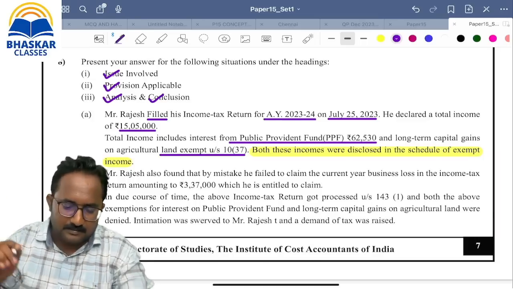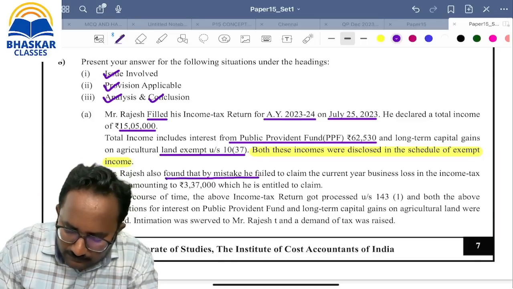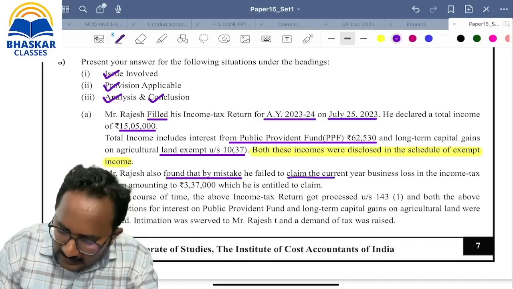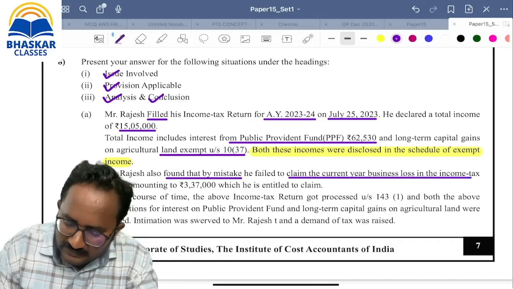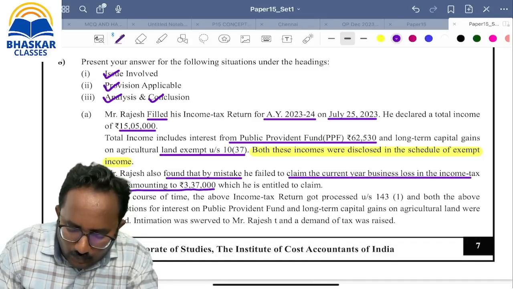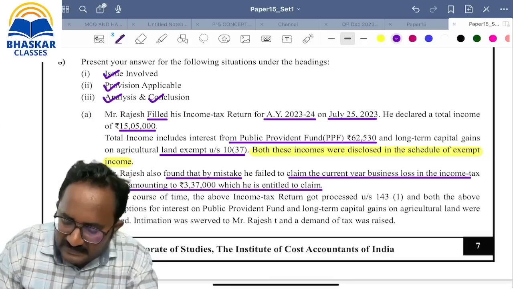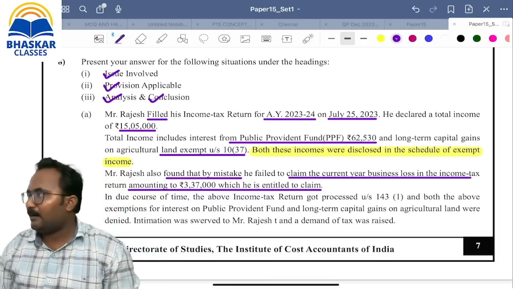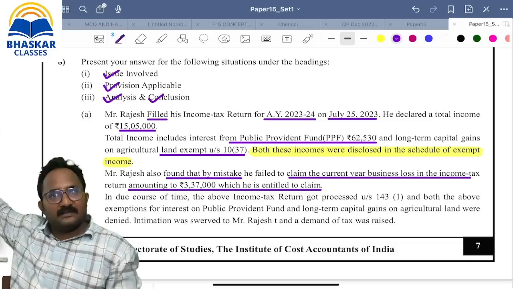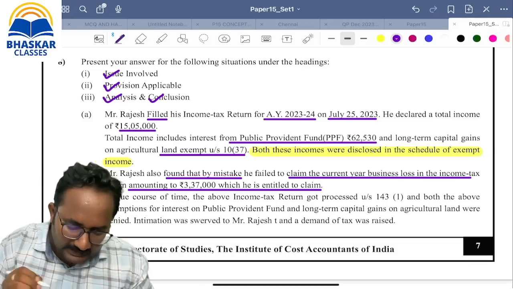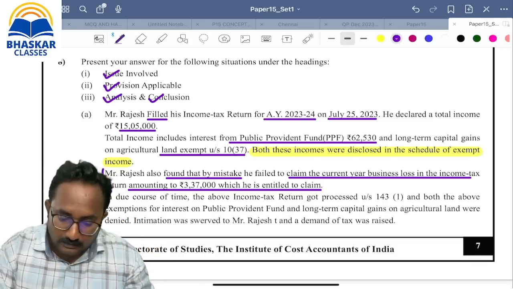Yes, here also the same thing. Mr. Rajesh also found by mistake that he failed to claim the current year business loss in that income tax return, amounting to 3,37,000, which he is entitled to claim. What happened, ma? He forgot to claim the current year business loss. He has not disclosed it.